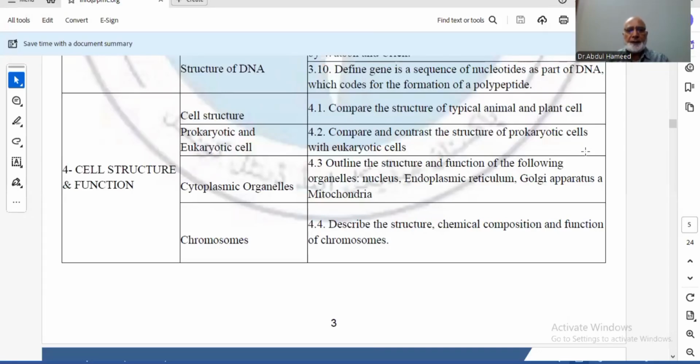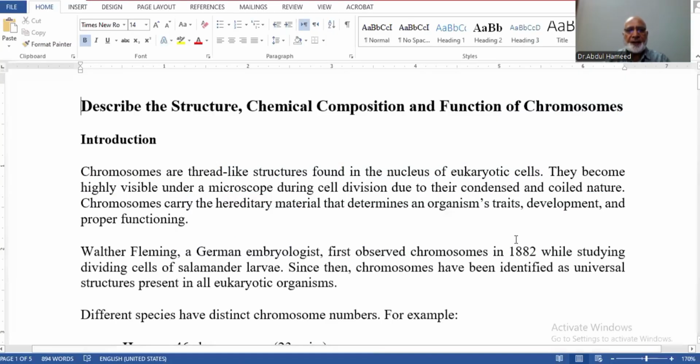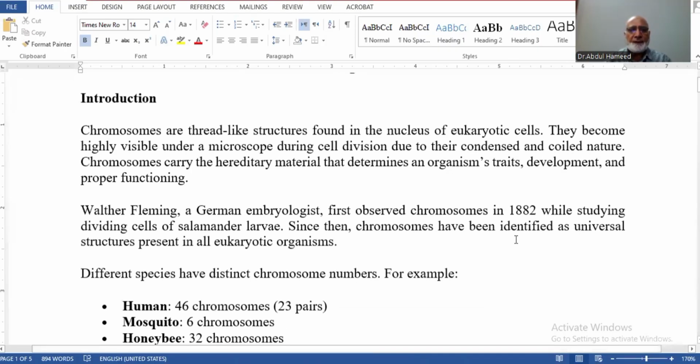Bismillahirrahmanirrahim. Our last learning outcome from unit number 4, cell structure and function, is to describe the structure, chemical composition, and function of chromosomes. So let's start with the proceedings. We are supposed to describe the structure, chemical composition, and function of chromosomes. So there is a brief introduction.